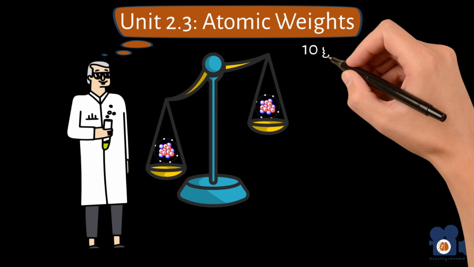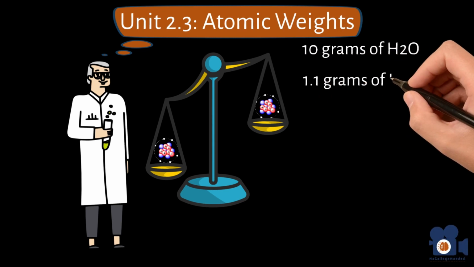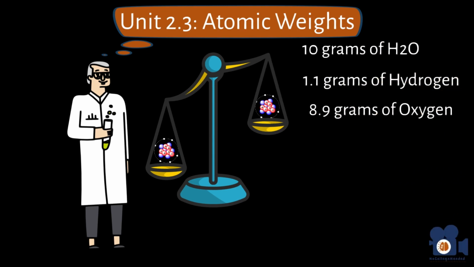For example, 10 grams of water with its chemical formula H2O has 1.1 grams of hydrogen and 8.9 grams of oxygen, even though there are twice as many hydrogen atoms, H2, compared to oxygen atoms. Therefore, an atom of oxygen weighs approximately 16 times more than a hydrogen atom, which is the lightest element.